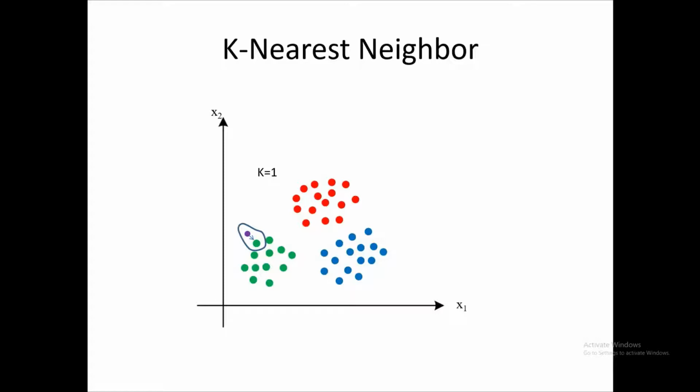Now we can increase the number of nearest neighbors. What happens when k is equal to 5? Even in this case the label of this new data will be green, because all of its nearest neighbors are green, as we can see here. So its label will be green. Now let's see another example.